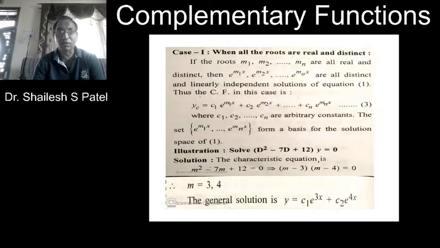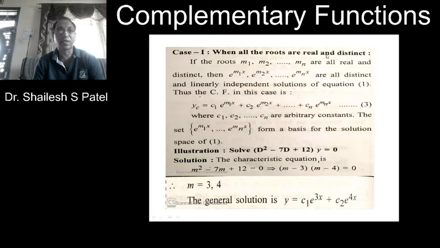So we need to find out 2 or 3 roots, whatever it is. We know very well that three kinds of situations arise. That means the obtained roots are all real and distinct, or all roots are real and equal, or the roots are imaginary. So we will consider here three cases.